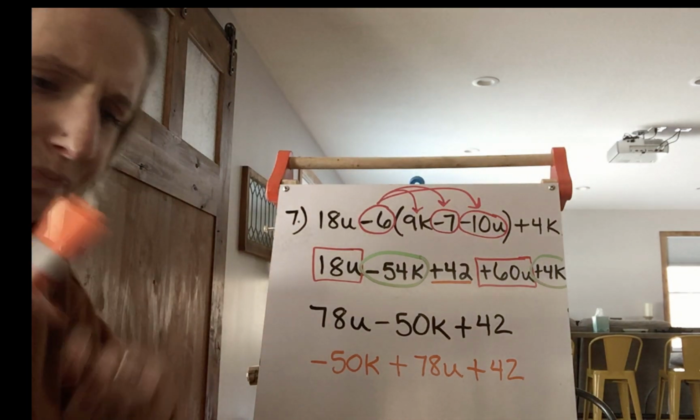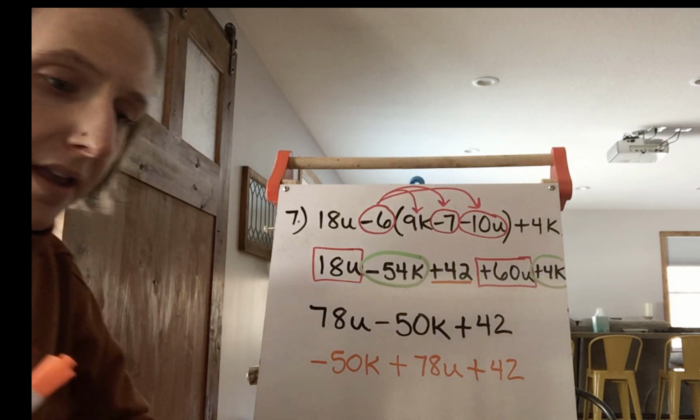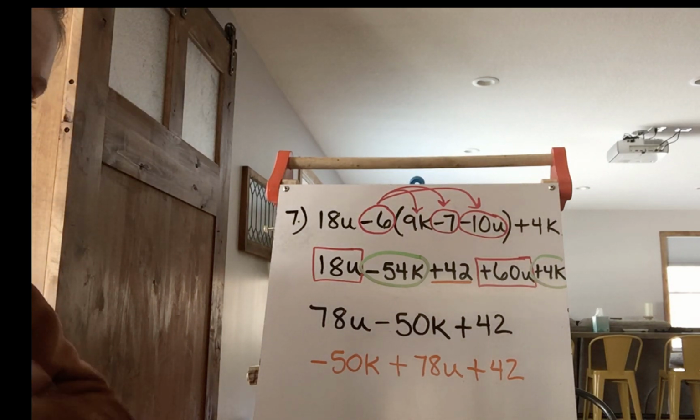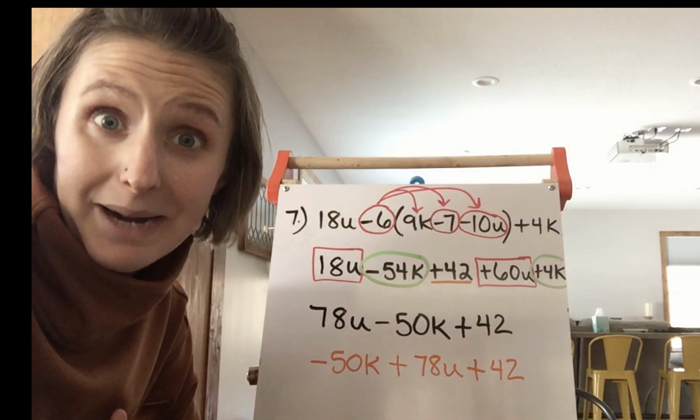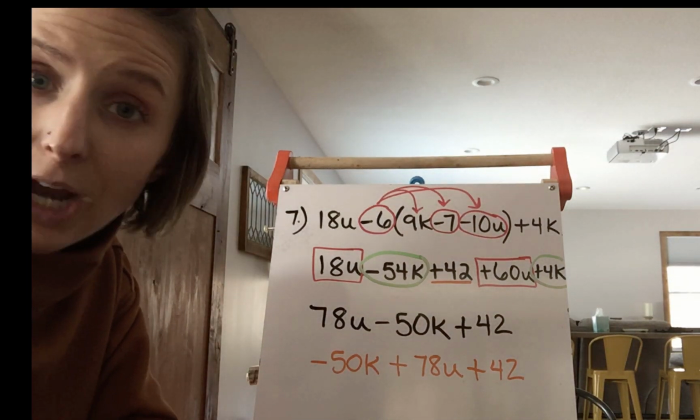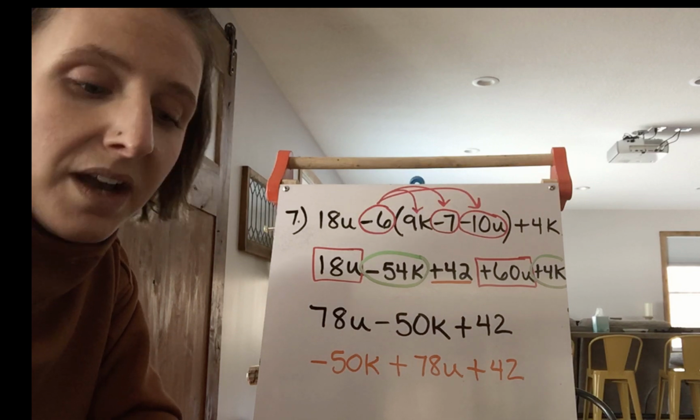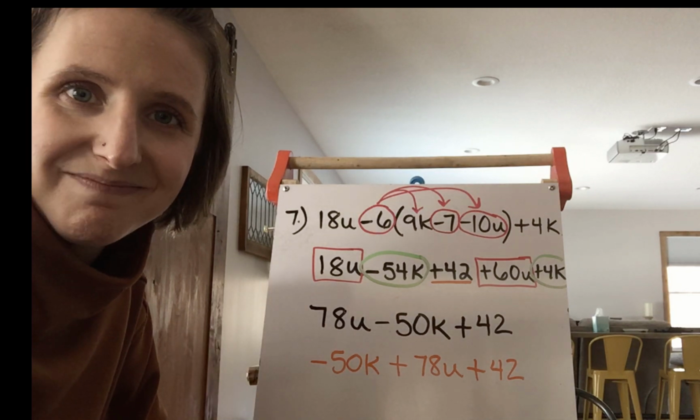Here's what I'd like you to do. We have one more example for just simplifying, where we're applying the distributive property and then combining like terms. I'd like you to do number 8 on your own, so pause the video, come back, and then check your answer with mine.